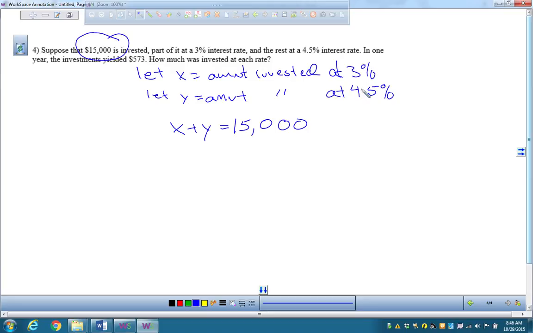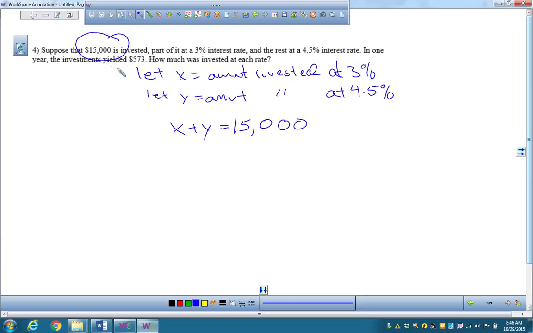By the way, do you know why you wouldn't invest all your money at one interest rate and not the other? Anyone know? Well, usually the ones who have higher interest rates could be more risky or something like that, or they'll have some downside to it.